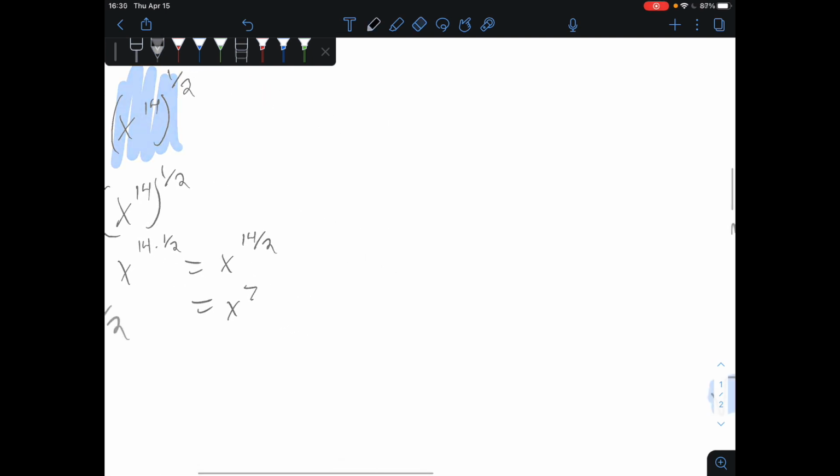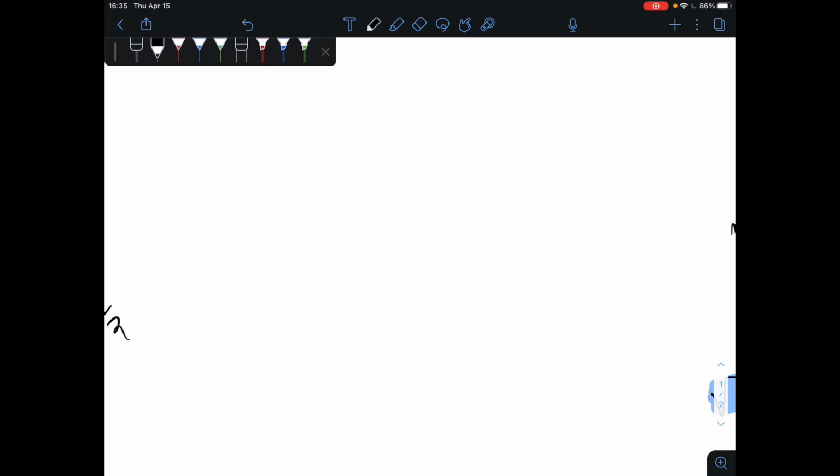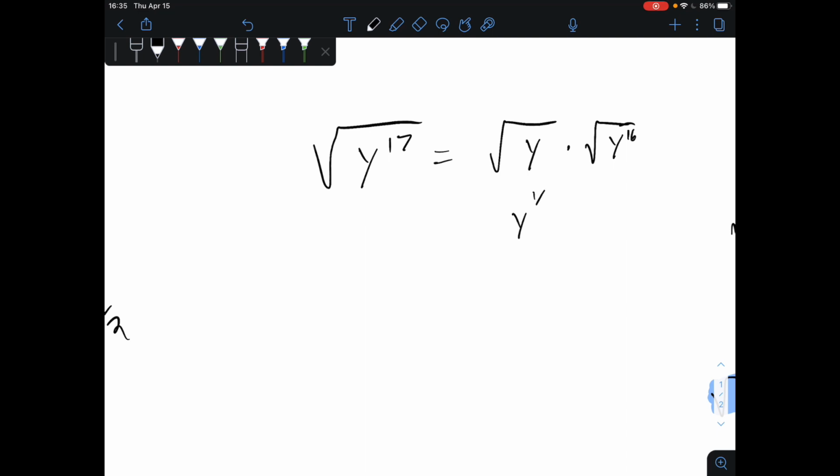So for our next one, we have another problem, which is the square root of y to the 17th. I brought this one in a little bit closer so that we can have a better focus on it. So if we were to rewrite this as the square root of y times the square root of y to the 16th, this expression is equivalent. And if we think of this again as y to the 1/2 times y to the 16th to the 1/2 power, you can think of it just like that.